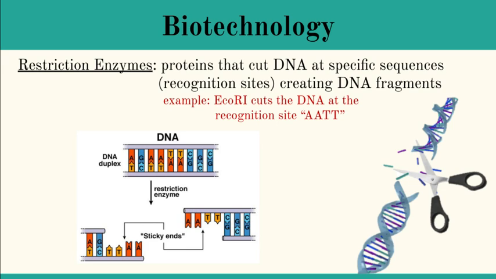Sometimes it makes a little zigzaggy cut like the one in this image, that creates sticky ends, or just bases that are overhanging and don't have a partner anymore. Or sometimes the restriction enzyme will cut straight across, and that's called a blunt cut. It's just straight across that DNA molecule.